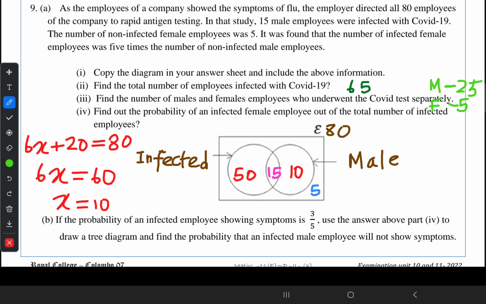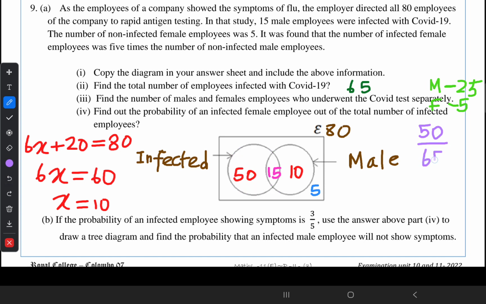Find out the probability of an infected female employee out of the total number of infected employees. This is a good question. So what is the number of infected females? That is 50. Out of the total number of infected employees. Infected employees does not mean the total 80, because some of them are not infected. No. Total infected employees, both female and male included, that is 65.